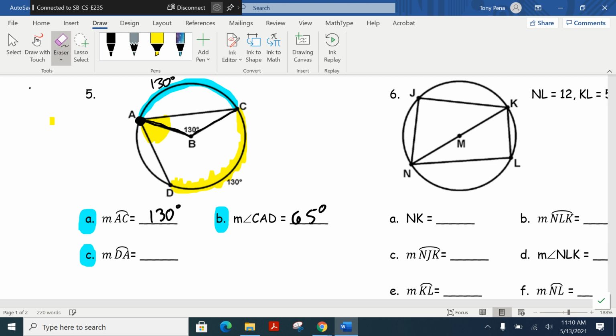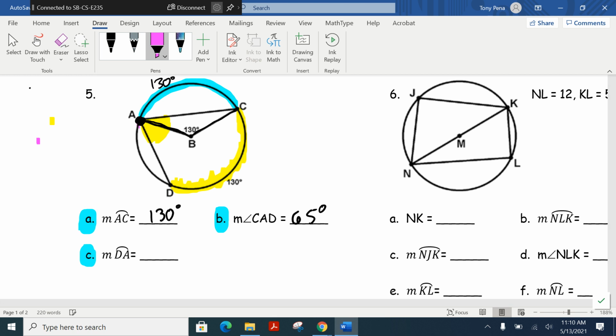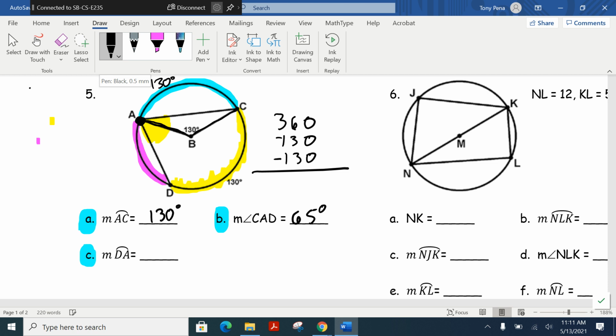Okay? And then the last one is the missing arc. So the missing arc is this, arc DA. We know this has to add up to be 360. So if I did 360 degrees, let's subtract away the blue arc. Let's subtract away the yellow arc. Whatever remains would be what's left over for the purple arc. All right, that's what, 100 degrees? All right, and then that's our answer. Okay, good.